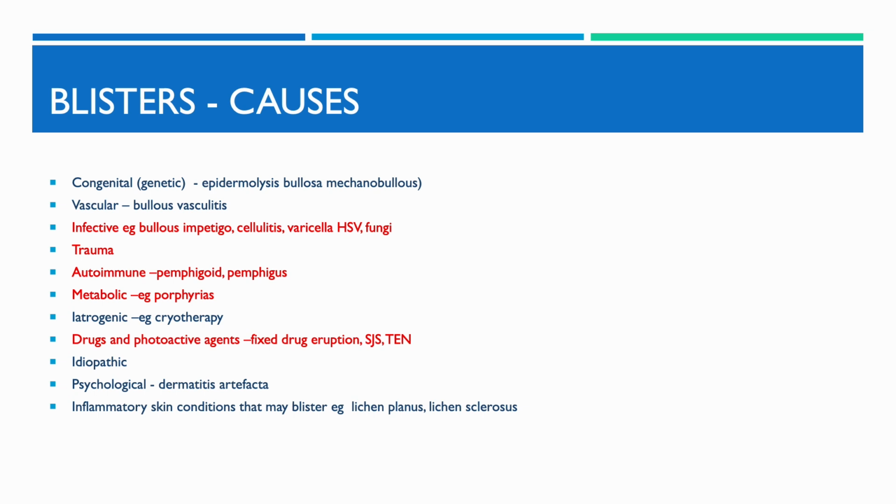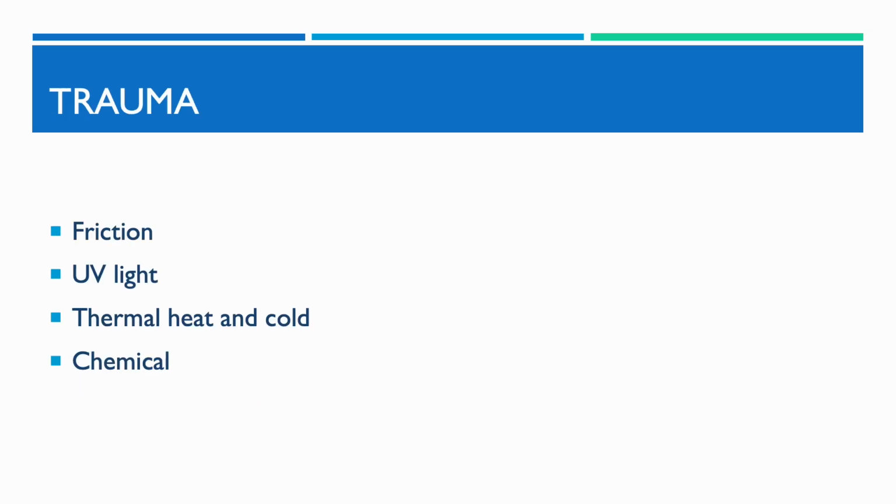We see drugs and other photoactive agents producing blistering, for example in a fixed drug eruption, Stevens-Johnson syndrome, and toxic epidermal necrolysis. We can see psychological conditions producing blistering occasionally, for example in dermatitis artifacta. And then we can see inflammatory skin conditions that may blister, occasionally in lichen planus and lichen sclerosus.